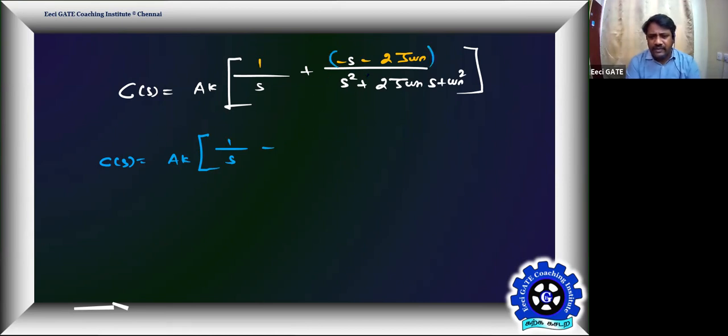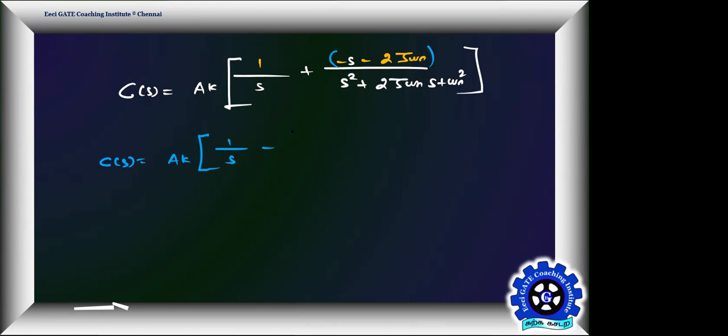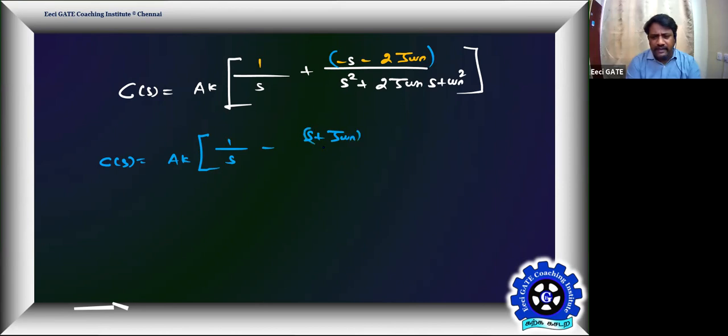S plus 2 zeta omega n will remain. If I take minus common, then let me write it as S plus zeta omega n with the denominator, minus zeta omega n with the same denominator. Is it okay? S plus 2 zeta omega n is there in the numerator. I'm writing it purposely as S plus zeta omega n and zeta omega n, with a preceding minus. Okay, that's all. Denominator same.